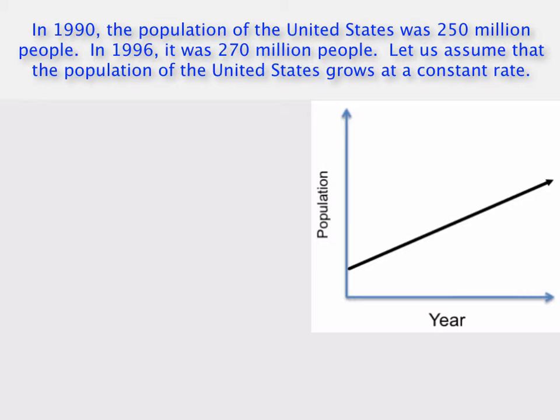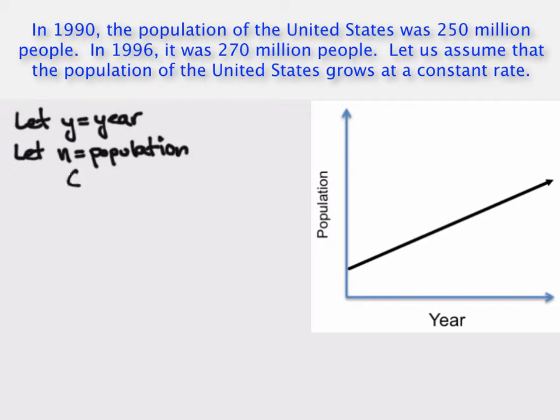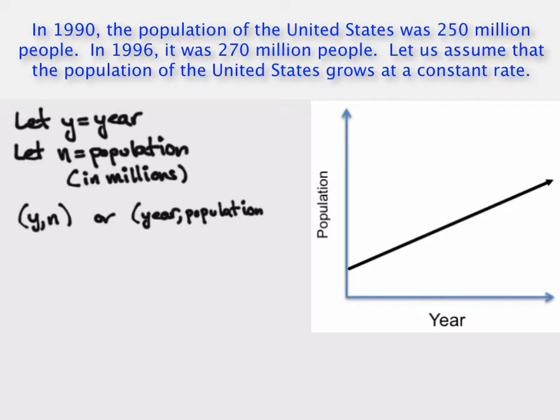Okay, first things first, let's define our variables. Let's let the independent variable be the year, y. Let's let the dependent variable be the population of the United States in millions, and we'll call that n. Alright, so that means that all our ordered pairs will be of the form y, n, or year, millions of people.